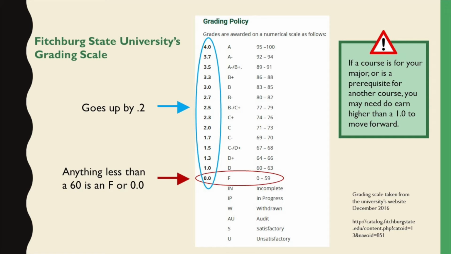Let's start by taking a look at Fitchburg State's grading scale. The first thing I'd like you to notice is that we do grade on a 4.0 scale. Each grade goes up by 0.2. I also want you to take notice that anything less than a 60 is an F, or considered a 0.0. Finally, it's important to know that courses for your major may require more than a 1.0 to receive credit and move forward.